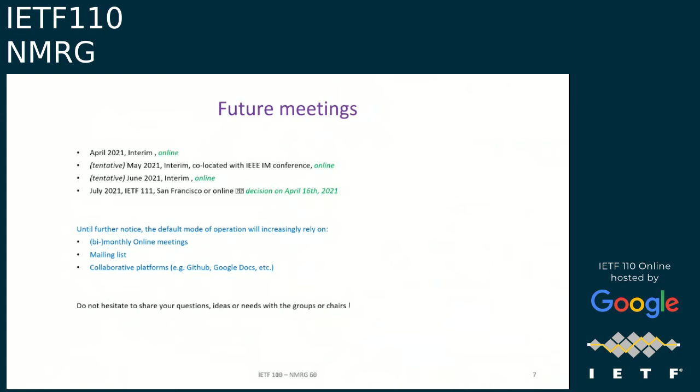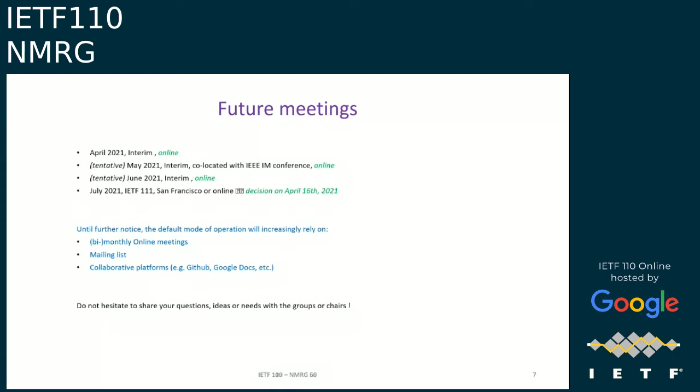Tentatively also in May, collocated with the IEEE IM conference. We still have to figure this out with the organizer of the conference. Another interim in June, and the next plenary meeting should potentially be with IETF110. And we don't know yet exactly if it will be on site in San Francisco or online, and the decision will be made on April 16th. So that's it for the quick news about the research group.